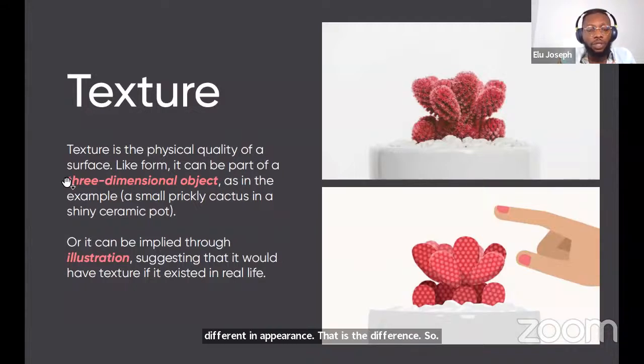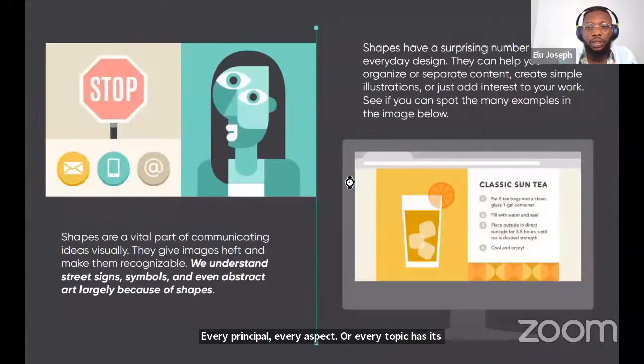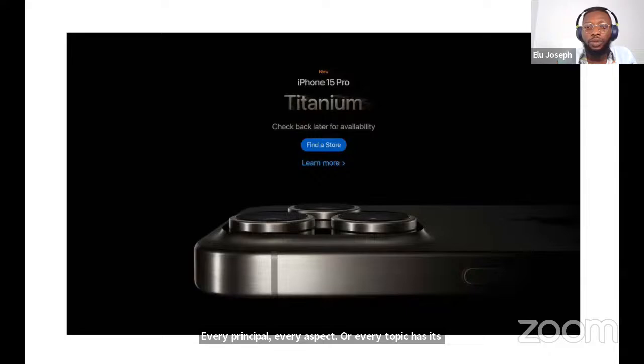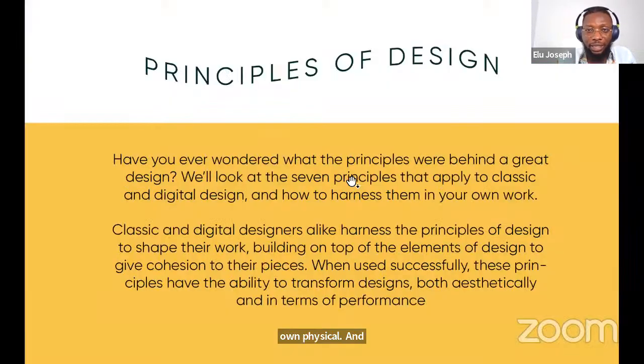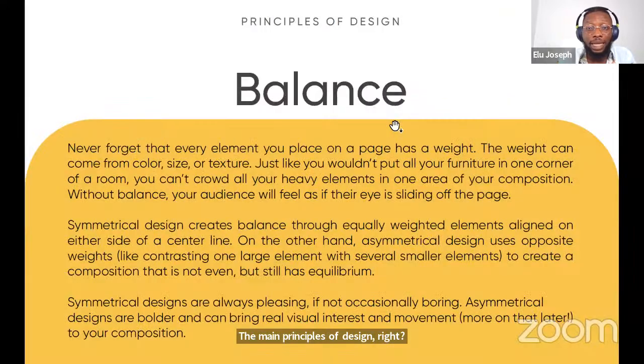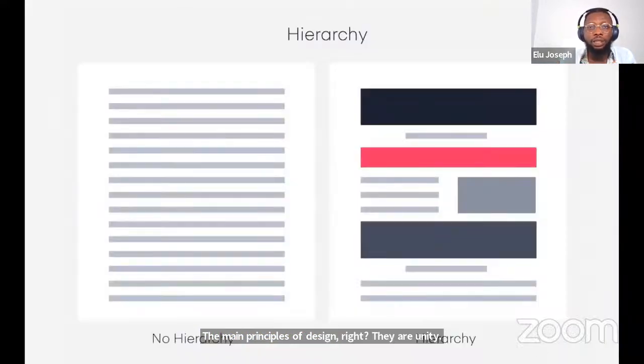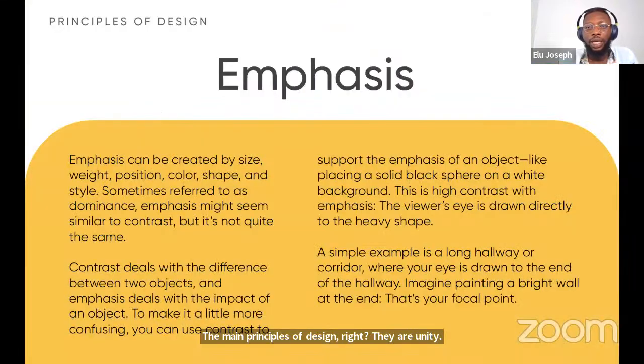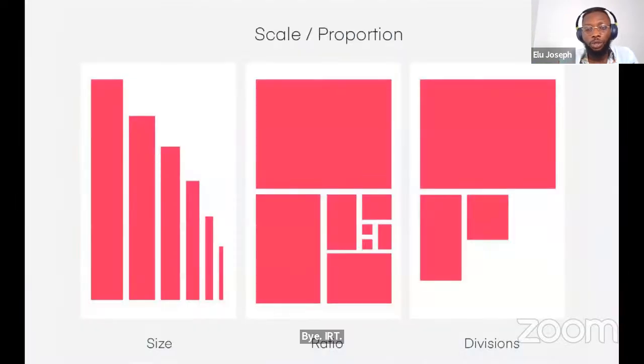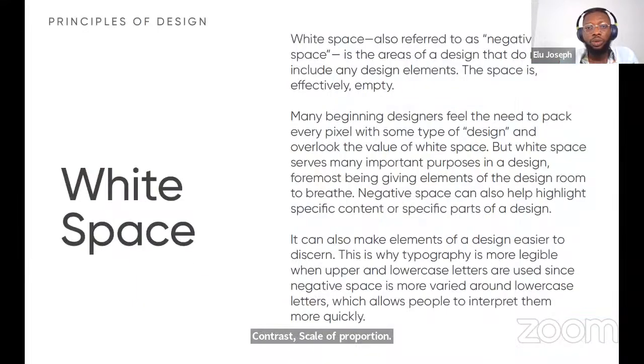About the different principles for different topics. Like I said, every aspect or every topic has its own principles. The main principles of design, right? They are unity, balance, hierarchy, contrast, emphasis, scale or proportion, repetition, white space. That's for principles of design.